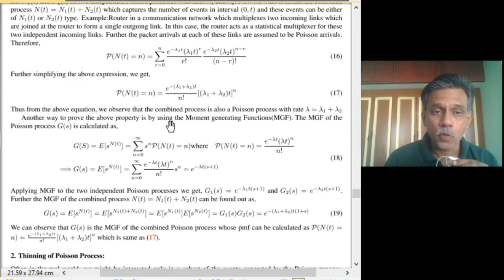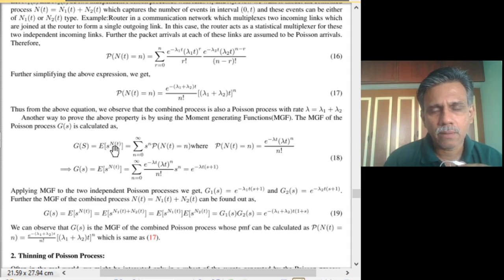There is yet another way of proving that the statistically multiplexed process will have a rate which is the sum of the rates of the individual processes. For that, first we will make use of the moment generating function, or MGF. The MGF of the Poisson process, denoted as G of S, can be calculated as follows. G of S is nothing but the expectation of S power N of t. So S is an auxiliary variable. N of t is the Poisson random variable at a time t, and you are taking the expectation of that.